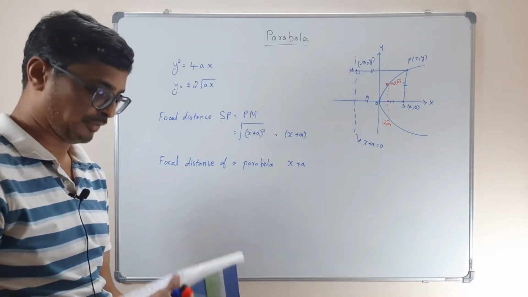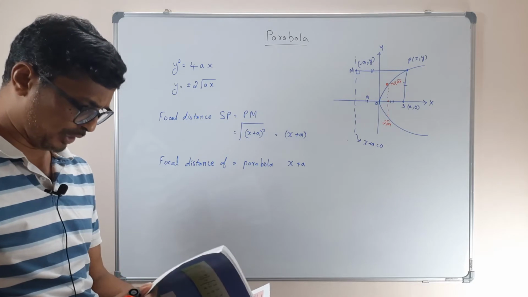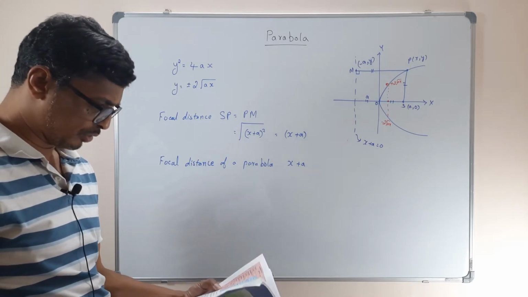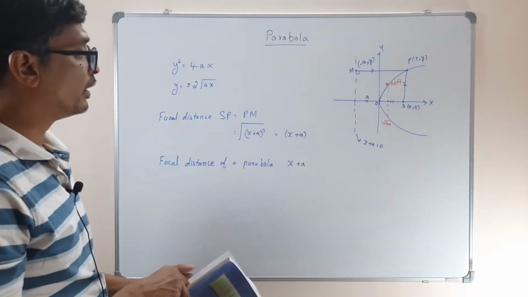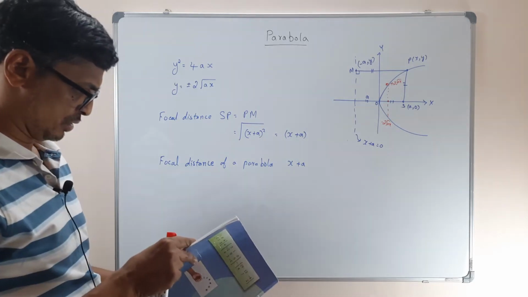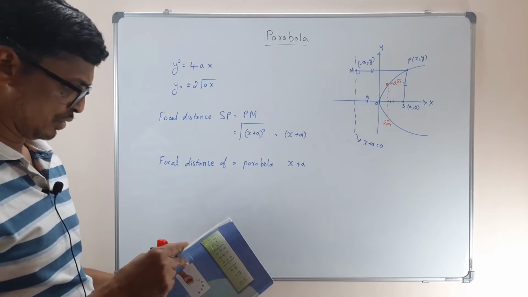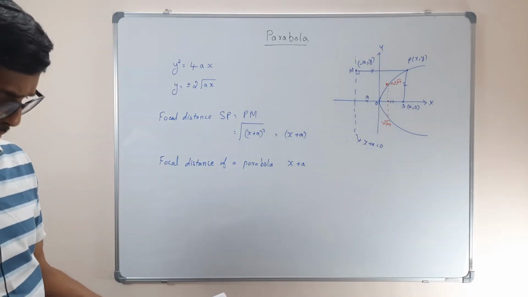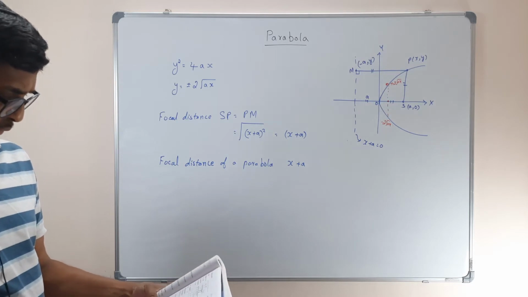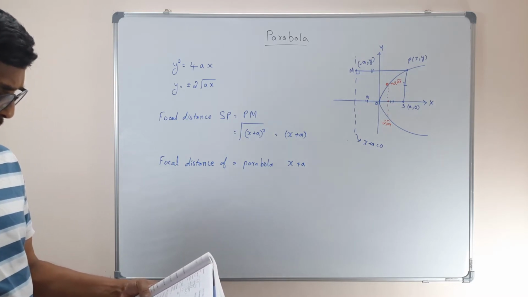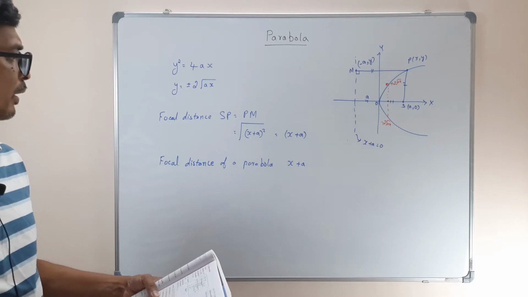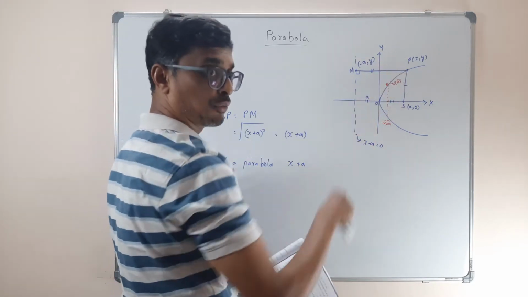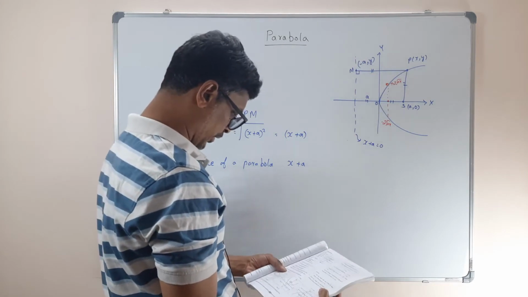You understood now what is the way. So they have it only for these two. Fine. So this is the focal distance of the parabola. What it says is a plus your abscissa, the x abscissa of the point P.